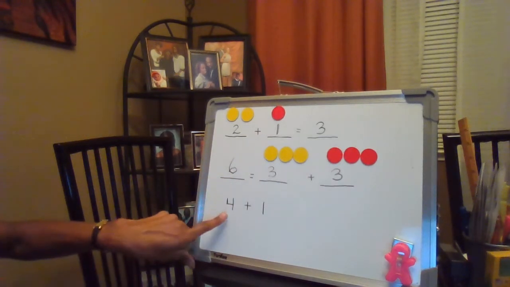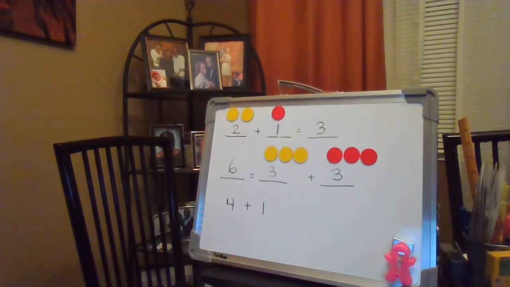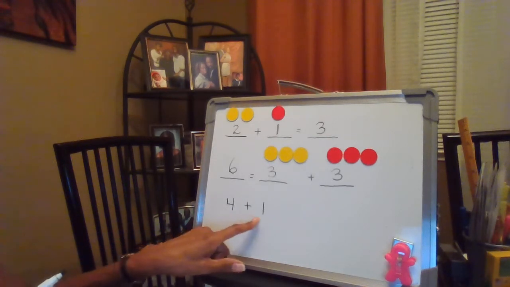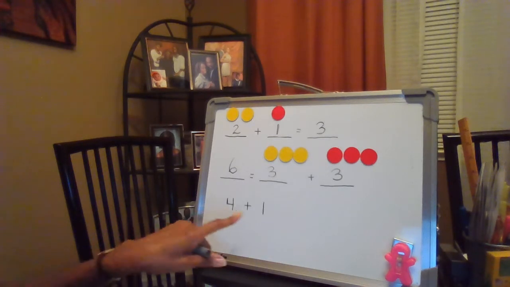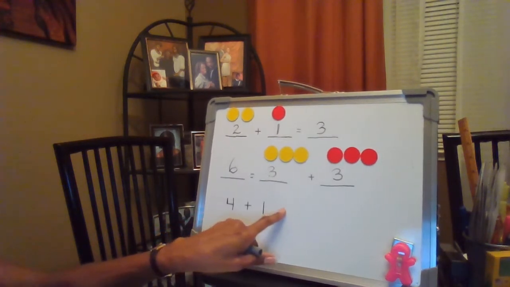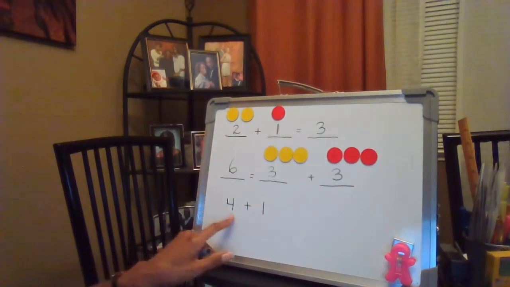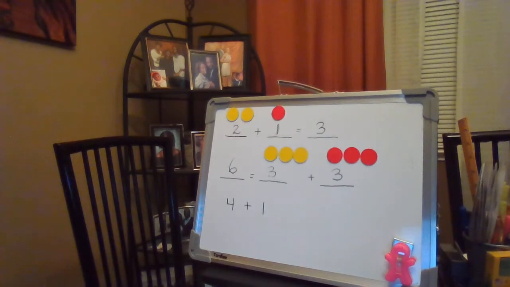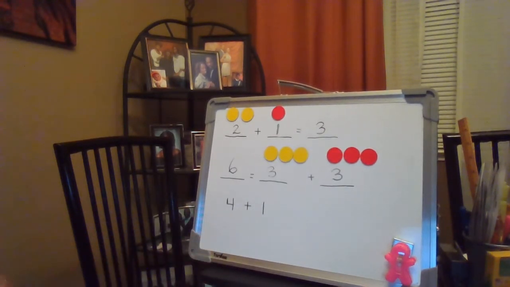Now let's look at these two numbers. 4 plus 1. Is that an addition number sentence? No, this is not an addition number sentence. Why? Because it doesn't have an equal sign, nor does it have a sum. This is just like having a statement. So this is not an addition number sentence.